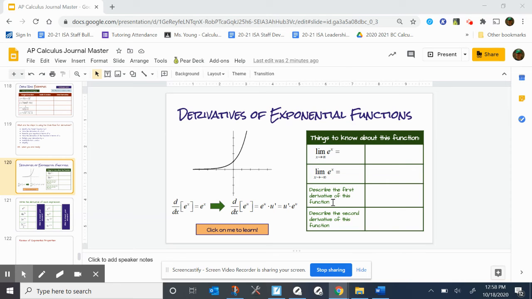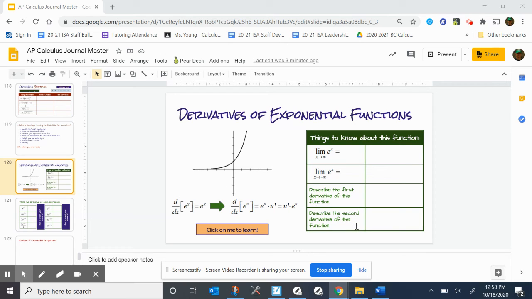Now, if I was to describe the first derivative of this function, I would say that it's positive. So the graph is going up from left to right. The first derivative is positive. In fact, the original function, this is important to know, is always positive. So if you ever have to plug something in and you're wondering, is it positive or negative? It's positive. It's never negative.